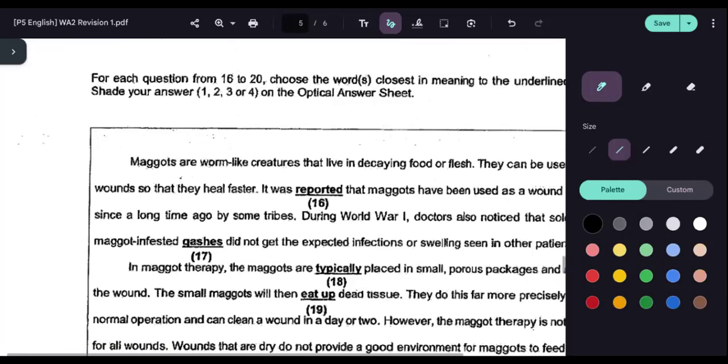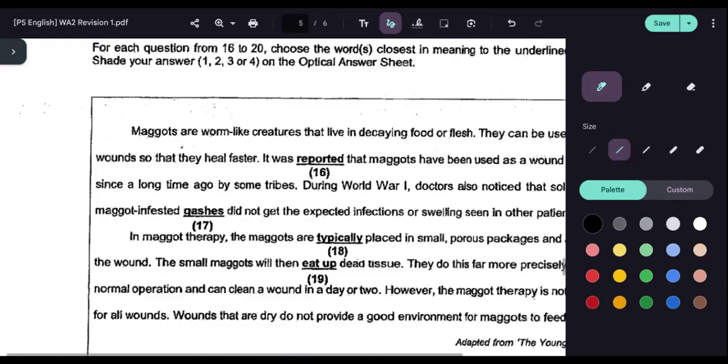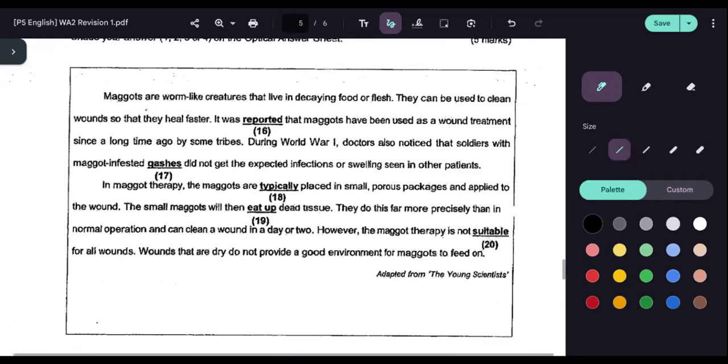Okay, so this one, label paragraph, you should only have two. Okay, let's read this. Maggots. I think you all know what maggots are. Maggots are worm-like creatures that live in decaying food or flesh. They can be used to eat wounds so that they heal faster.